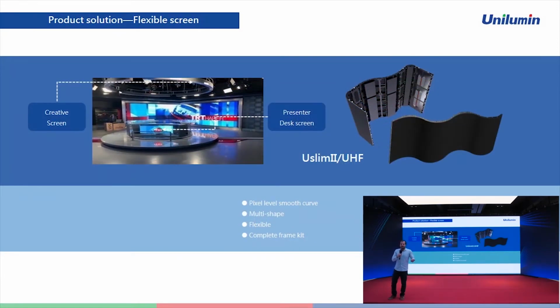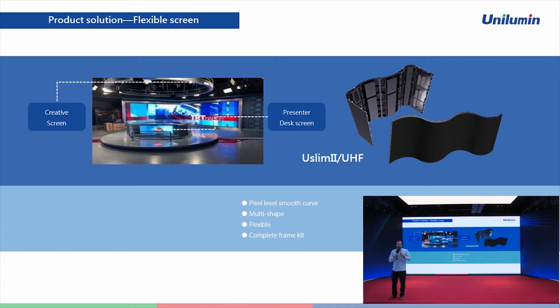The flexible screens make the broadcast studio more attractive. Our product is the combination of USlim 2 and UHF. The key features include the pixel level smoothness with the curve, multi-shape, flexible. Generally speaking, most companies use the straight cabinet to do the curve, and their cabinet is not flexible. It is the cabinet level curve, not smooth enough. Poor display aspect. The flexible combination of USlim 2 and UHF is multi-shape and flexible, makes the curve pixel level smooth.